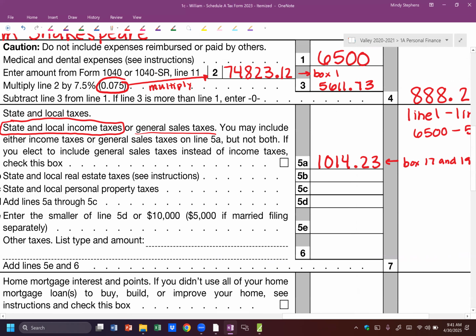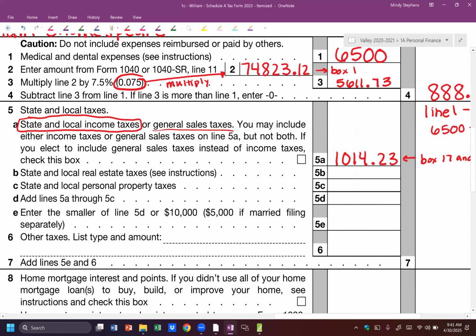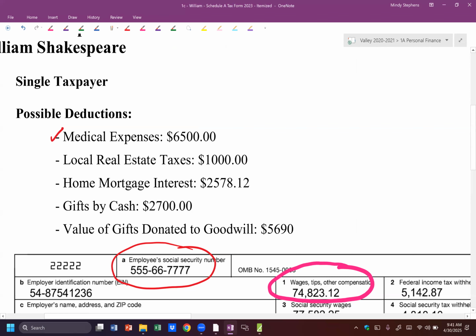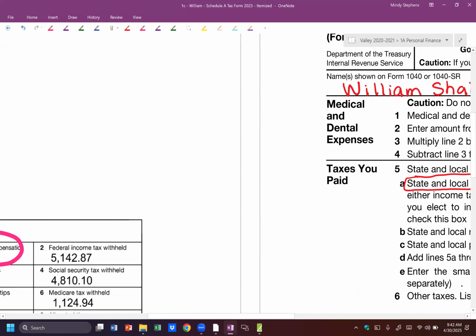Okay, Colby, you with us? So 5B, state and local real estate tax. So we're going to go to our list. Do we have state or local real estate taxes on there? What about the second one down? So it doesn't say both state and local. It could say one or the other. So see this right here, it says local real estate. That's the same thing. It doesn't have state and local. It could say state, it could say local, it could say both. So that's what we're going to use. So $1,000, we're going to put in that line.